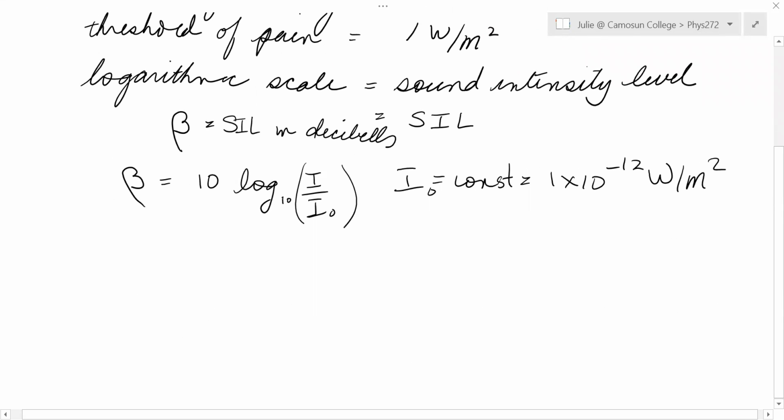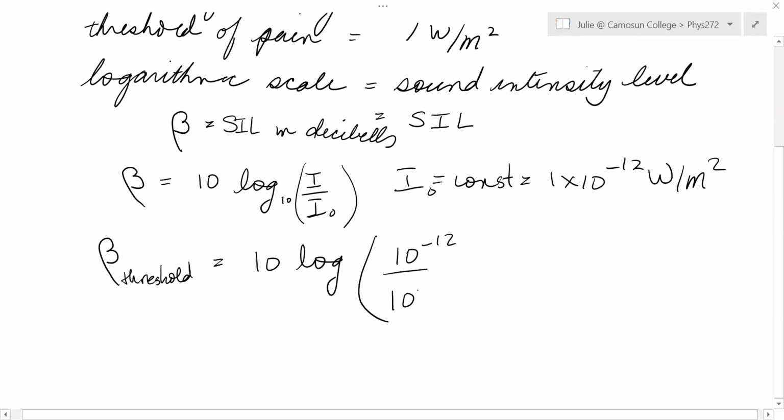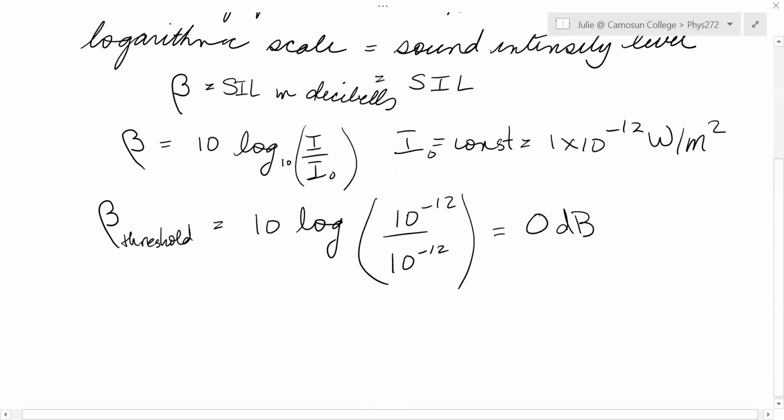Okay, so a couple of examples. If we wanted to work out what the sound intensity level is for your threshold of hearing, then we would put in 10 to the minus 12 over 10 to the minus 12. And the log of 1 is 0. So this is 0 decibels. dB is decibels. So clearly that's why the 10 to minus 12 is there. So our threshold of hearing is 0.